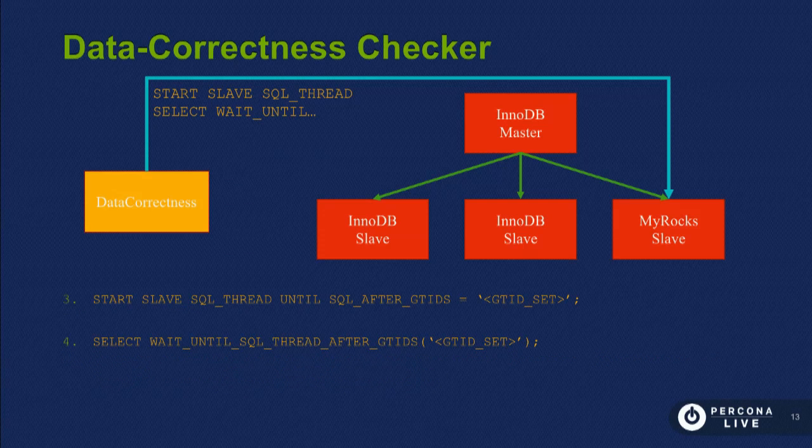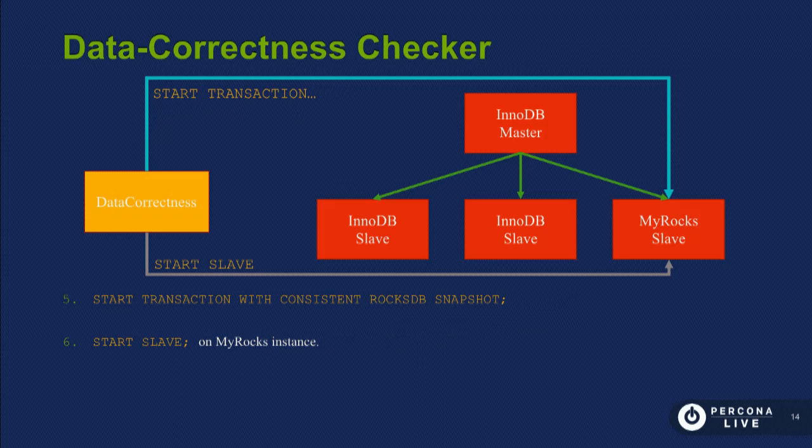Then it connects back to the MyRocks slave and says, start running replication until you hit this particular GTID set. And the MyRocks slave starts to pull bin logs from the master until it hits this particular GTID set, and then it stops. And then the data correctness tool would, at that point, on that same connection, say start a transaction with a consistent RocksDB snapshot.